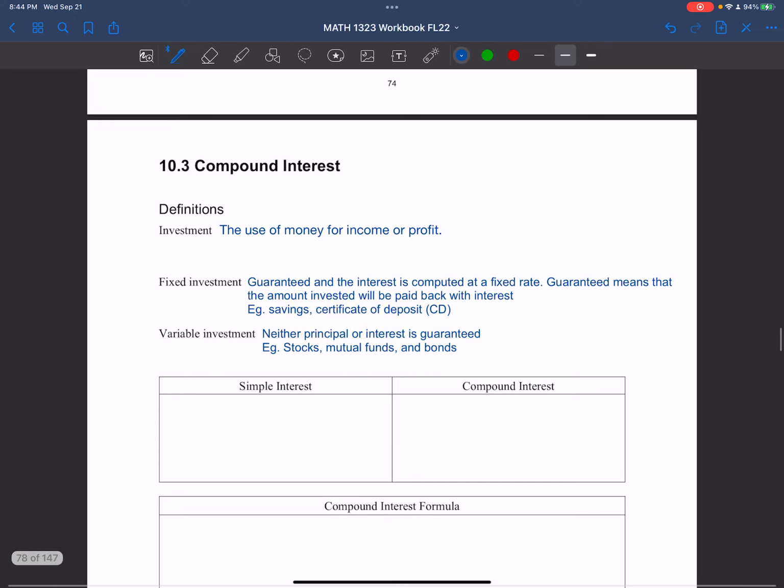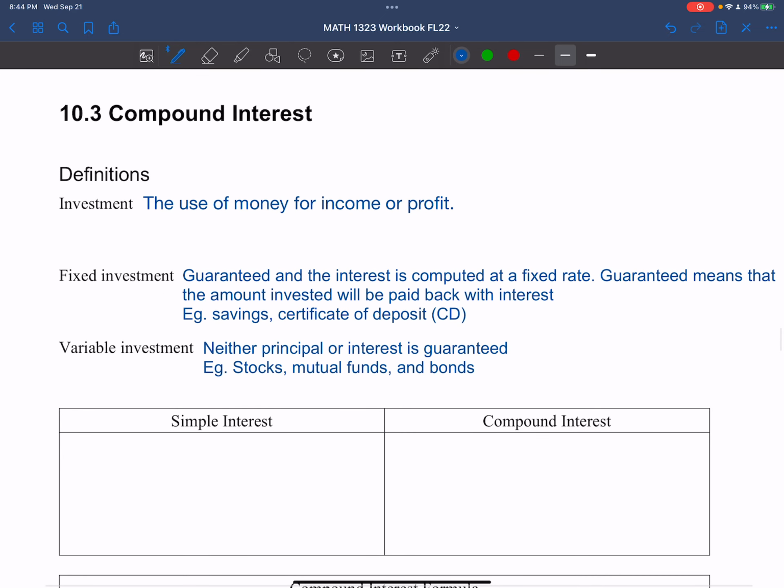All right. Section 10.3 is on compound interest. To start with some definitions, you may want to pause the video here to write them down and get them in your mind, but we'll go over them now. So we have been talking about loans. Loans, of course, is the scenario where we borrow money from a bank.